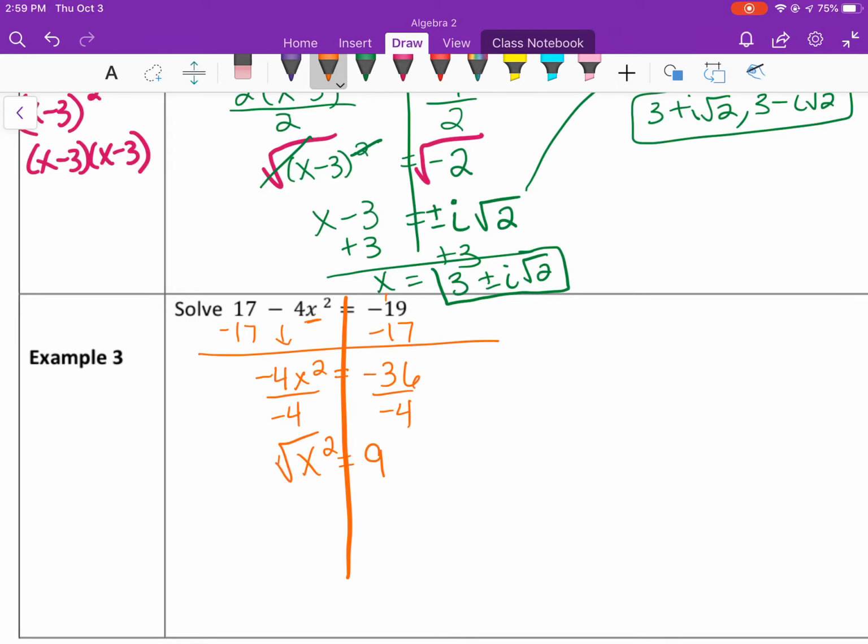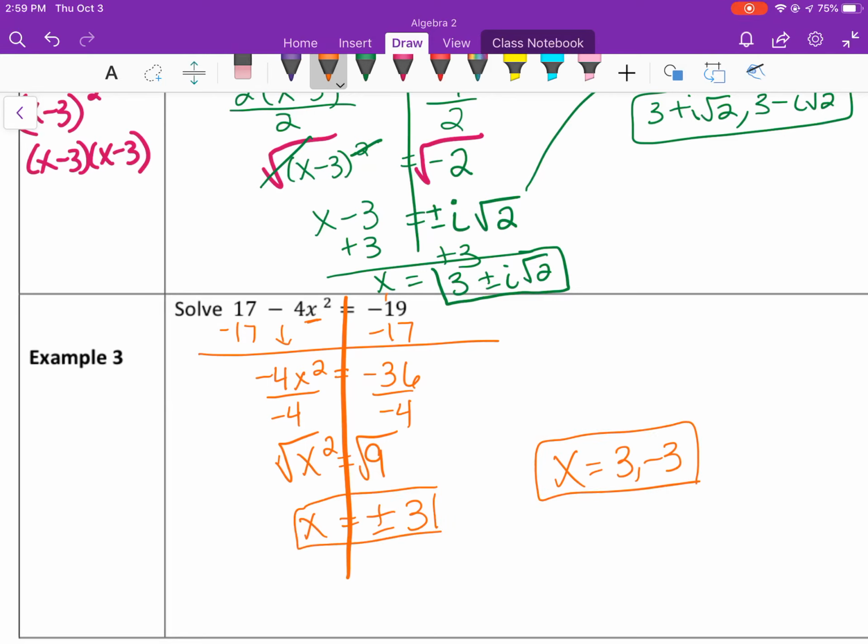Then square root, and we're going to get x equals plus and minus 3, or x equals positive 3 and negative 3. Either way you want to write it, as long as you understand that plus and minus does mean both answers.